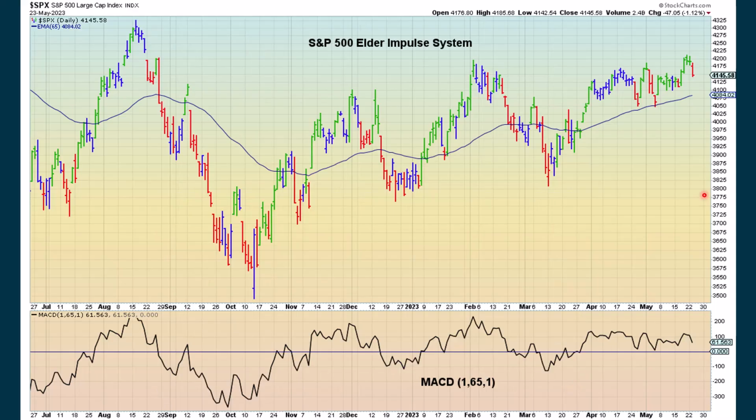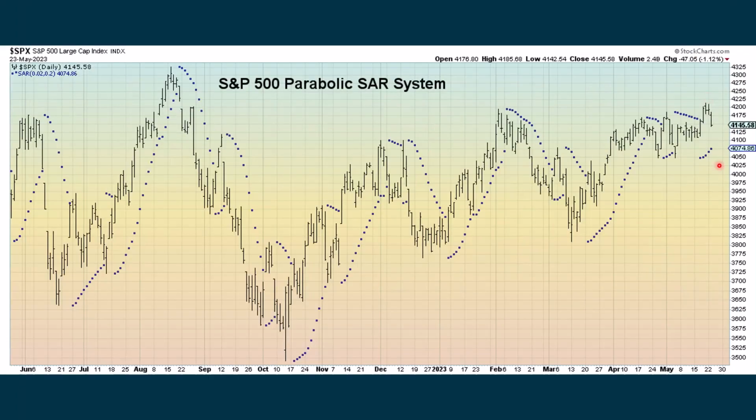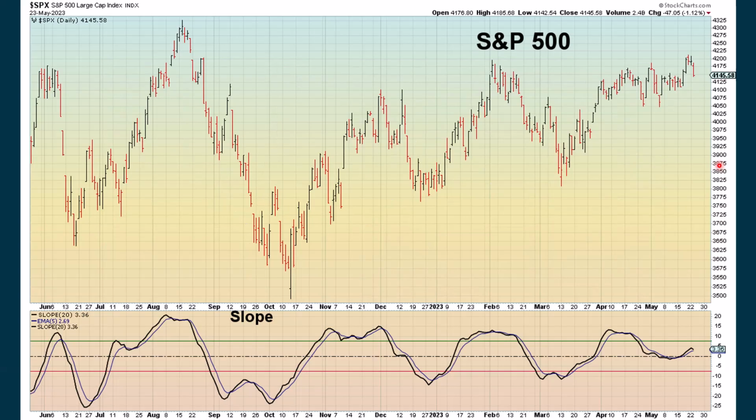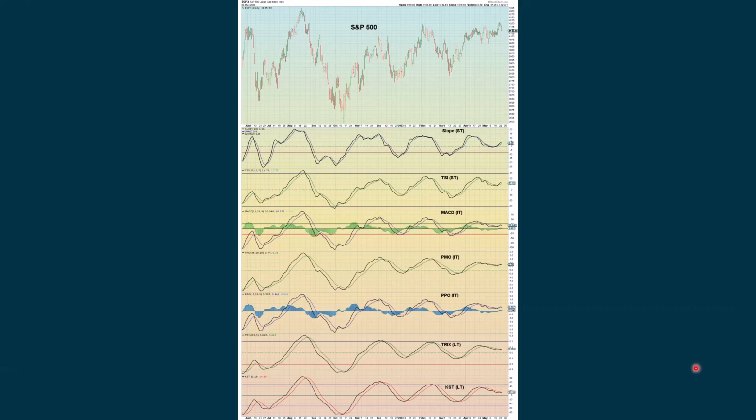The Elder's Impulse system for the S&P has switched to negative. The parabolic SAR system, though, has remained positive. The slope is rolling over a bit, but is still positive overall. Here's all of our different oscillators. With the slope, the TSI and the MACD are positive. The PMO is positive. The PPO.